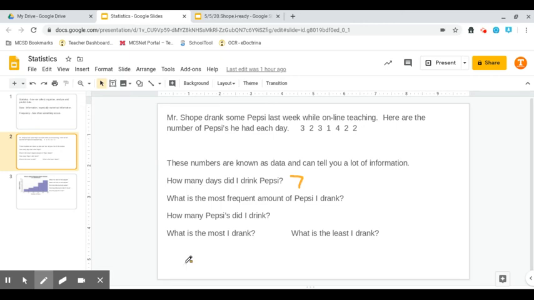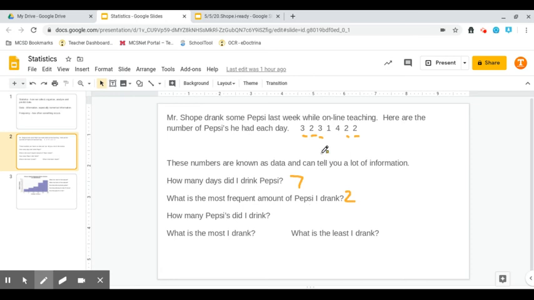What is the most frequent amount of Pepsi I drank? Which one of these numbers occurs most often? 3, 2, 3, 1, 4, 2, 2. So 3s, we got a pair of those. 2s, got a pair of those, and 1 more, a 1 and a 4. So 3 happens twice, 2 happens 3 times. So the number that happens the most is 2. The answer is not 3, it's 2 because 2 happens 3 times, which is more than 2 times.